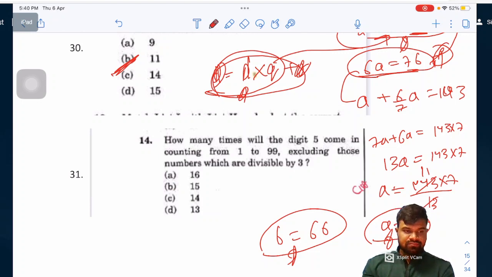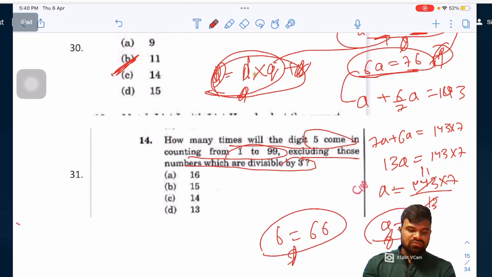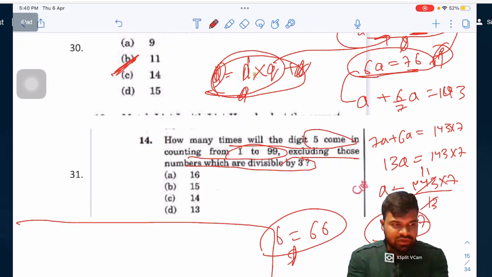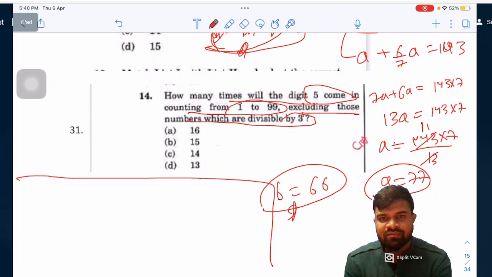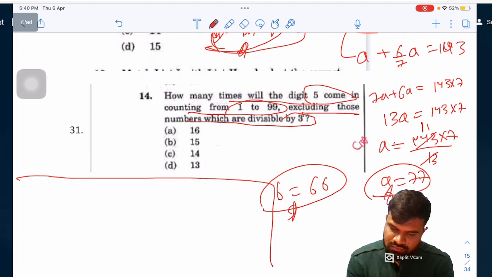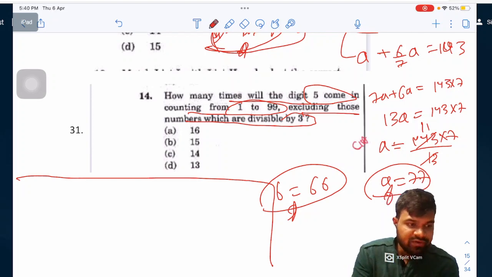Okay, how many times will the digit 5 come in counting from 1 to 99, excluding those numbers which are divisible by 3? So this is how you do it. There are many ways to do these questions, but I just want you to calculate it normally. The first number where 5 will come is 5.